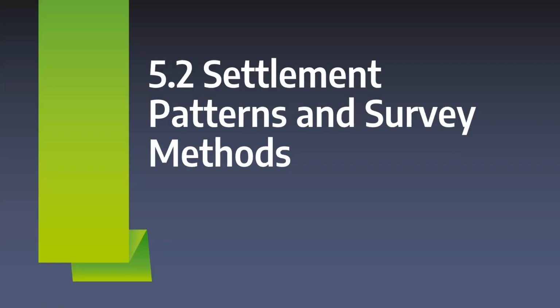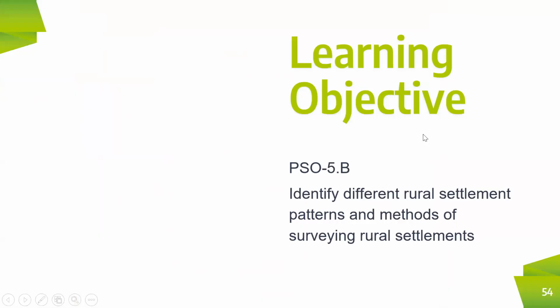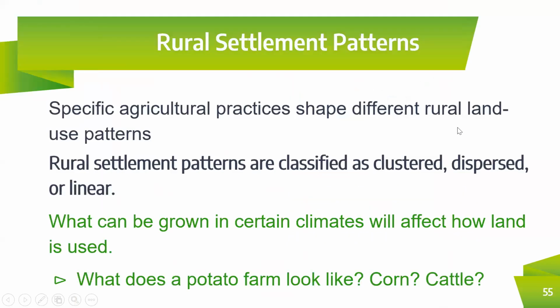Okay, let's get into 5.2 here, settlement patterns and survey methods. The learning objective in this one is to identify different rural settlement patterns and methods of surveying rural settlements. So it's a pretty quick one. Specific agricultural practices shape different rural land use patterns, and rural settlement patterns are classified as either clustered, dispersed, or linear, and we're going to be looking at those three.